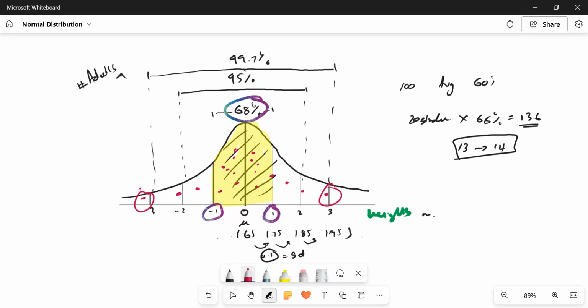All right, in the next video, I'm going to be looking at the standard normal distribution and why we even have these zeros and ones.